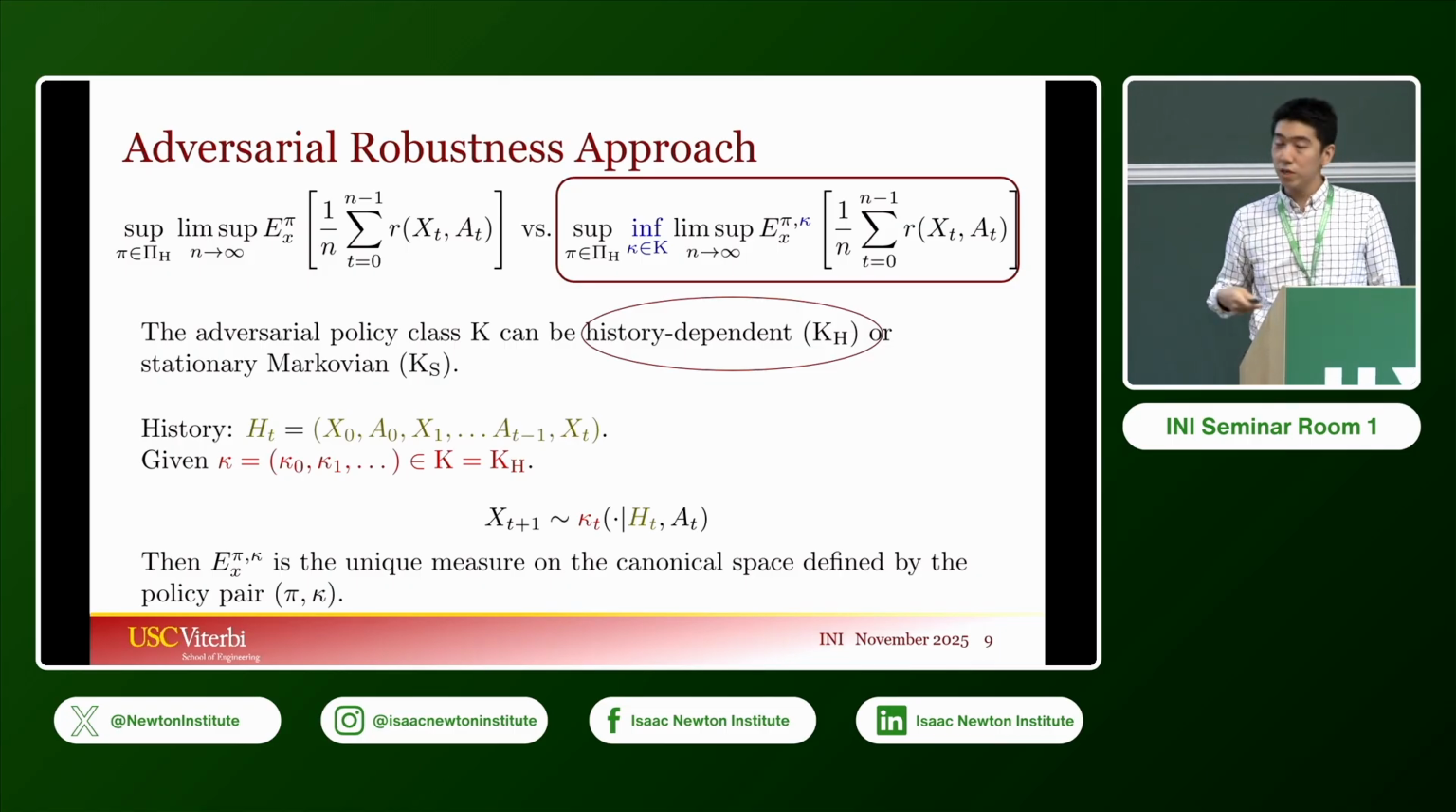So then it's not hard to show that under a pair of controller and adversarial distribution policies, both of which can be history dependent in general, this expectation or the probability measure on the sample path space is uniquely defined. And so that governs the dynamics of the process.